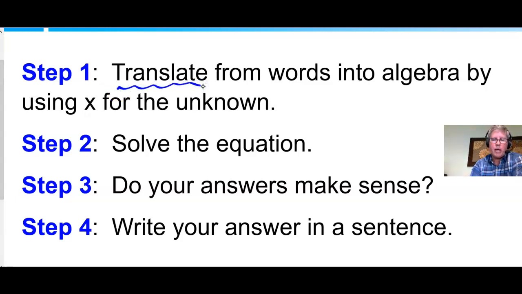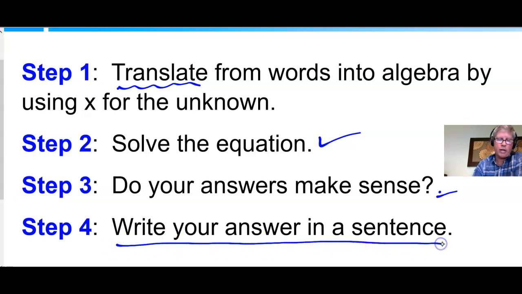We're going to do our math. Yay. We're going to find answers. Do they all make sense? Negative 12 miles is not really something you want to say out loud. So maybe if you said 12 miles in that direction, maybe you interpret that. And then we kind of challenge you to write it in a sentence.